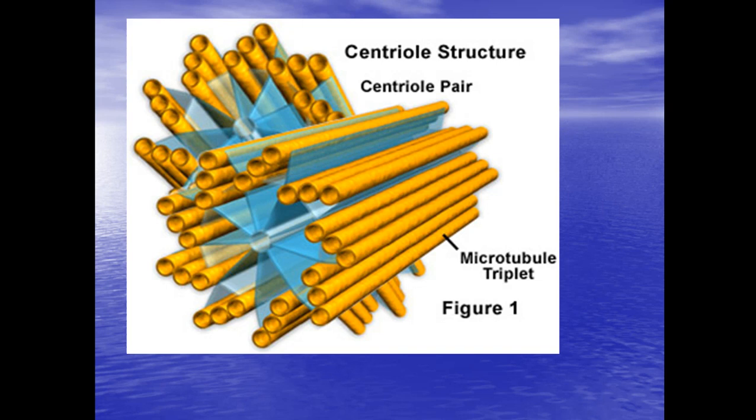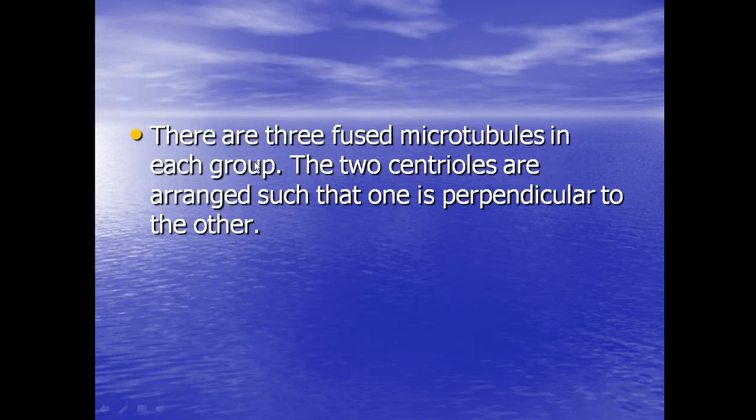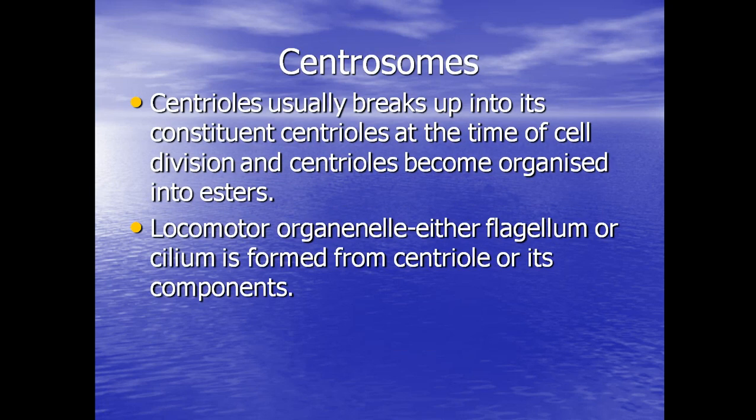Don't get confused. These microtubules are arranged in a ring of totally nine bundles of microtubules. You can count it here as the cursor moves, and each bundle consists of three fused microtubules. As I have told you, these two centrioles are arranged perpendicular to each other within the centrosome.